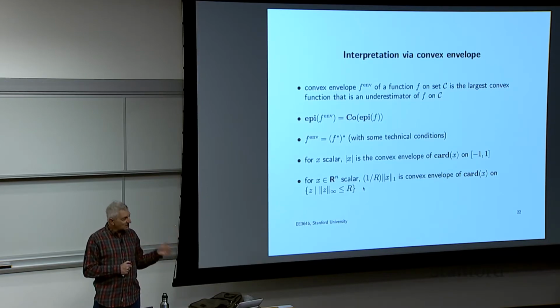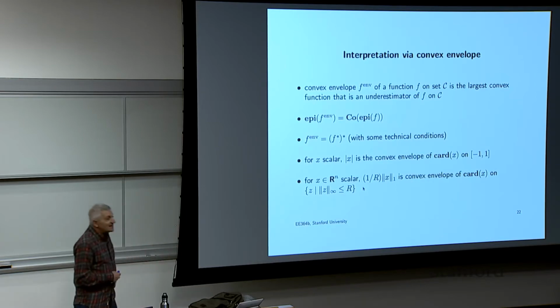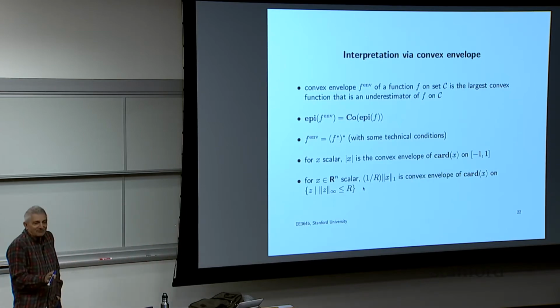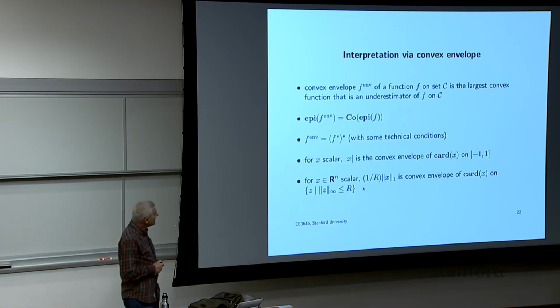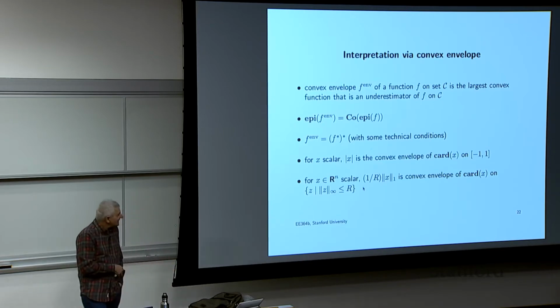So f star star is less than f is always true. But the other cool part is, had it been convex, you would have gotten f back, right? But so that's actually another way to express the envelope, which I think is kind of cool. And in fact, you'll see a lot of people not even use fenv, but just literally write f star star in papers. That's the convex envelope. So makes sense.